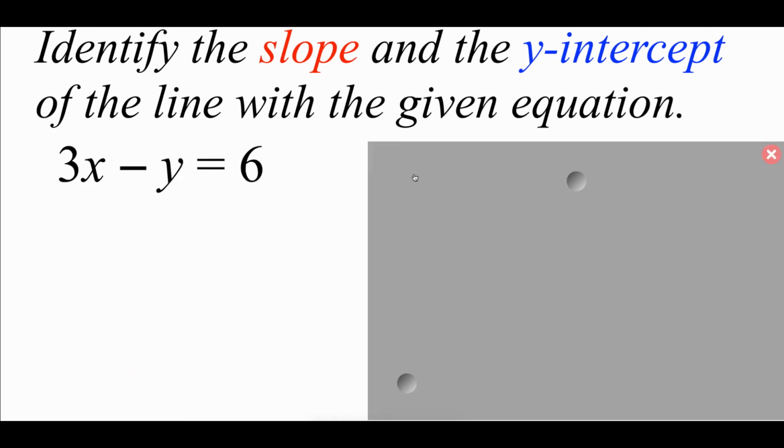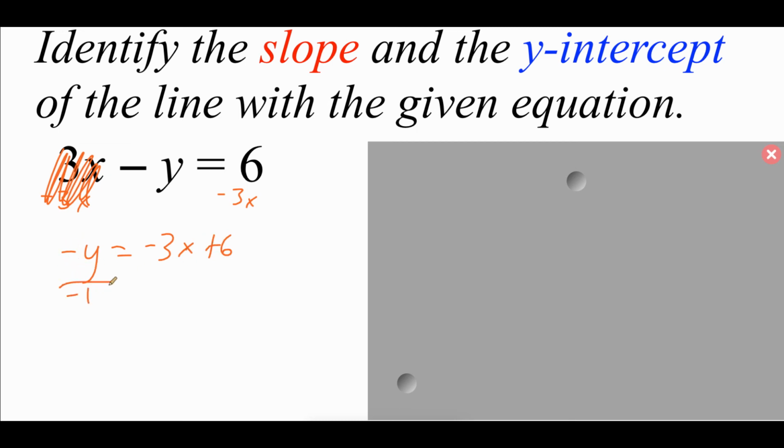A couple more examples to wrap things up. Again, we want to identify the slope and the y-intercept by first rearranging this equation to get it in slope-intercept form. So we're trying to get the y alone. So I'm going to take this 3x that's currently on the left-hand side, and I'm going to move it over to the right-hand side by subtracting 3x on both sides. So that 3x and negative 3x will cancel out on the left-hand side, leaving us with negative y equals negative 3x plus 6.